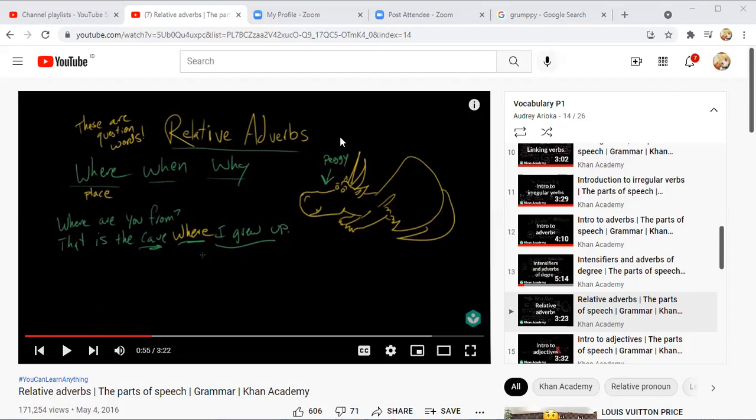That there is another type of adverb that you may know. This is why we call this a relative adverb, because the word where modifies the cave, and it also connects this whole chunk to the rest of the sentence.